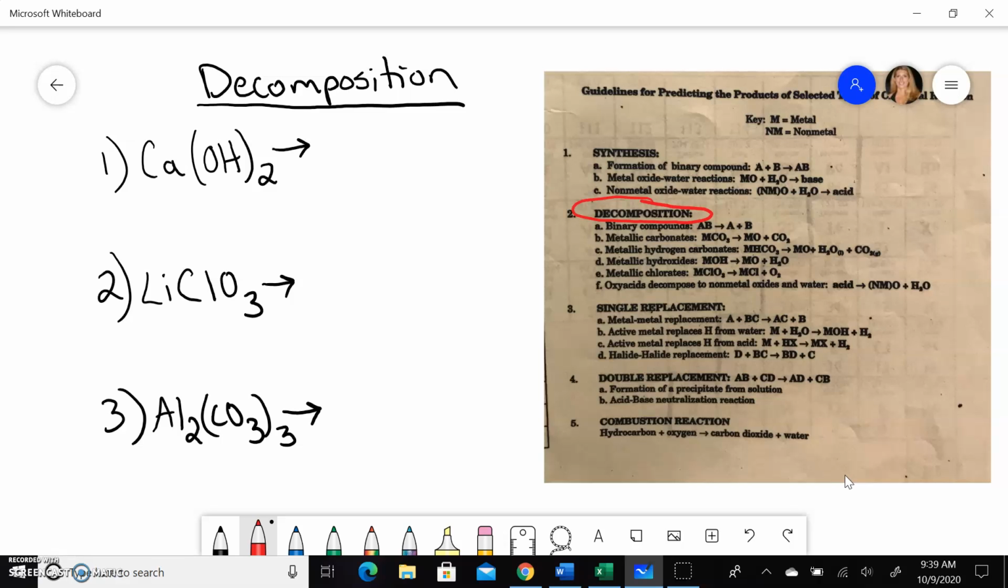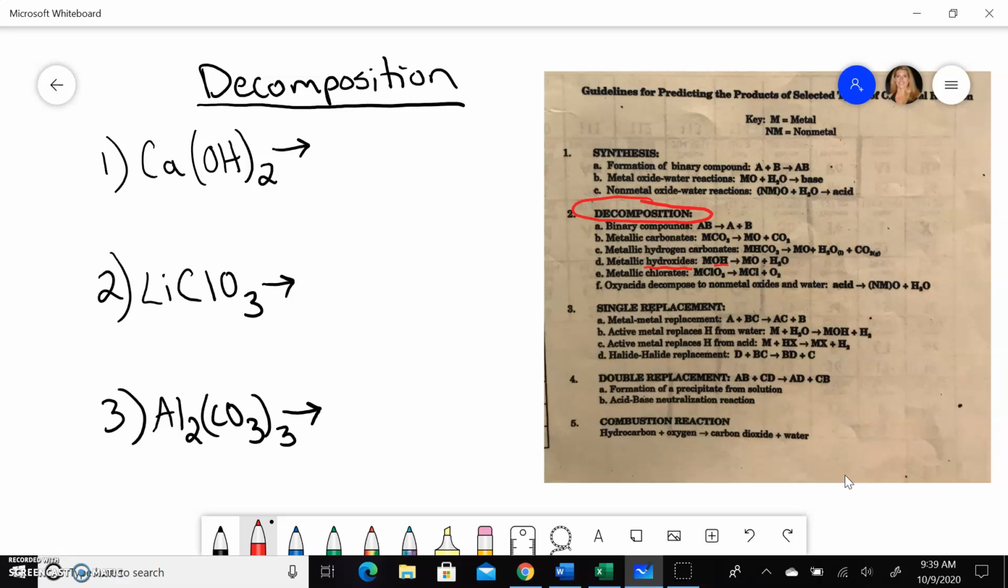Number 1, notice that the polyatomic ion here is OH, which is called hydroxide. So you want to find the one that has hydroxides in the reaction, or you could even look for the OH in the compound itself. But somehow you need to be able to take that number 1 and identify that it matches up to letter D under your list of decomposition. Now we can see how it's going to break apart.